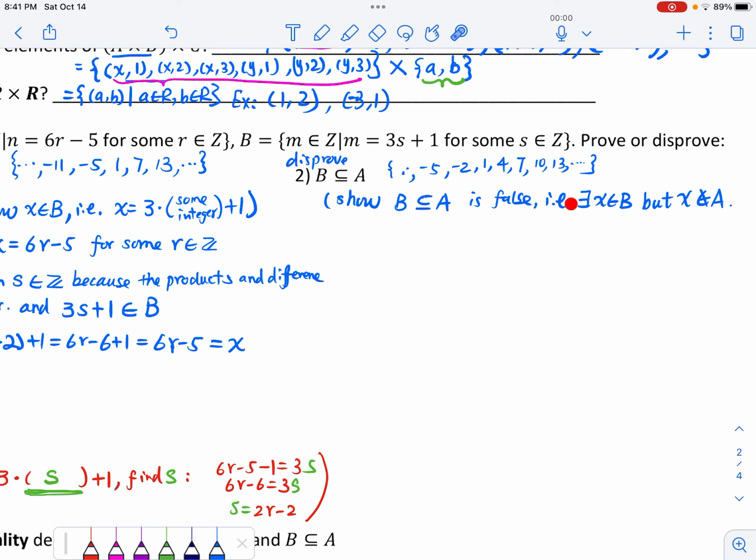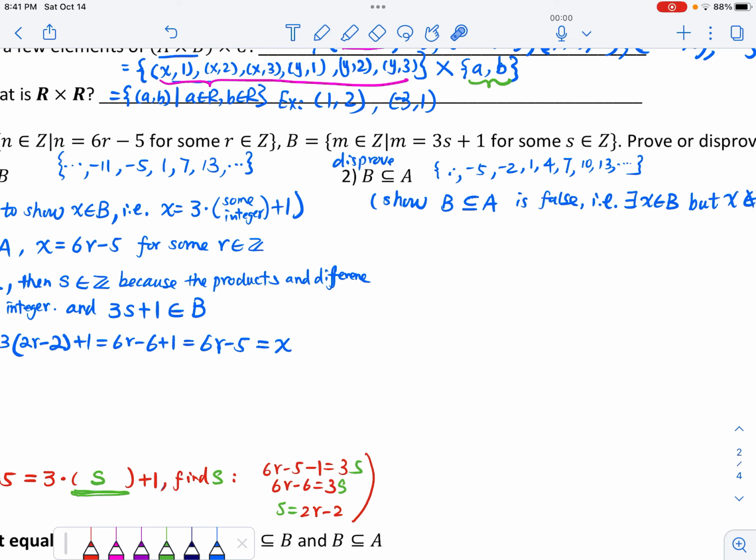So you can see that this tells you the action: you are searching for such an x from set B, but this element is not in set A. And because of the preliminary work we did earlier, we do see a few of those elements. For instance, 4 is in B, but 4 is not in A, right? And then you also see that 10 is in B, but it's not in A, and there are many other ones too. So you don't need to pick many, you just need to pick one.